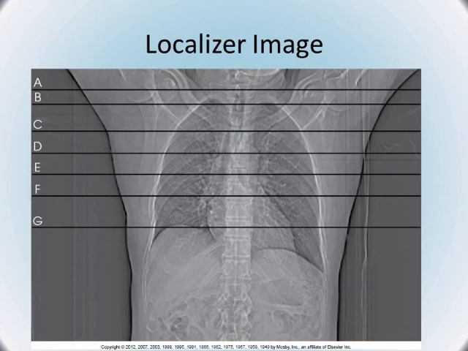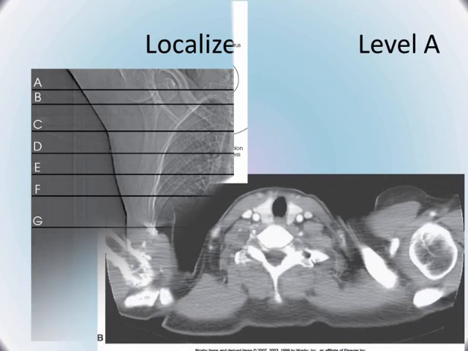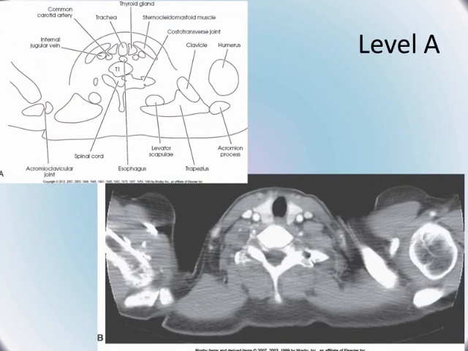Here's our next localizer image. We're taking a look at slices A through G and looking at axial slices of the chest. Since we're starting up in level A, we're going to have a cervical vertebra on our first image, and as we're going down through these particular localizer images, you'll be looking at slices or sections of the heart. Starting off with level A.